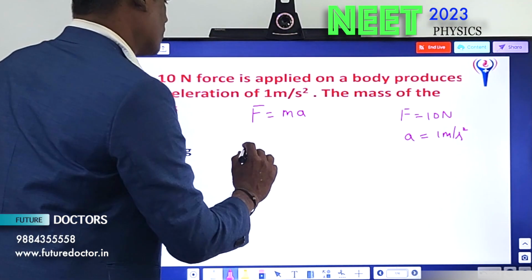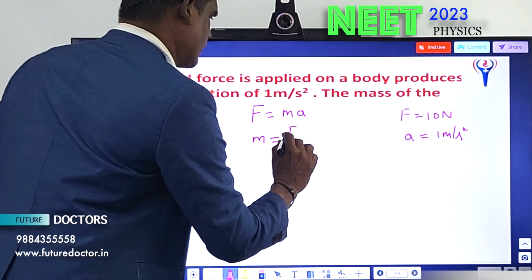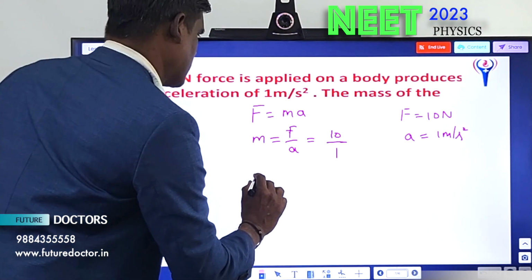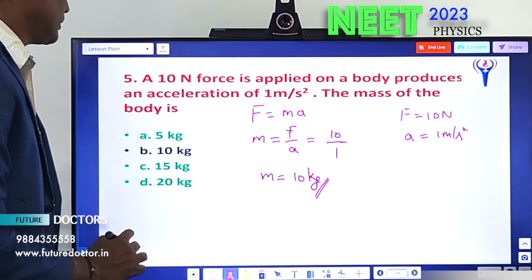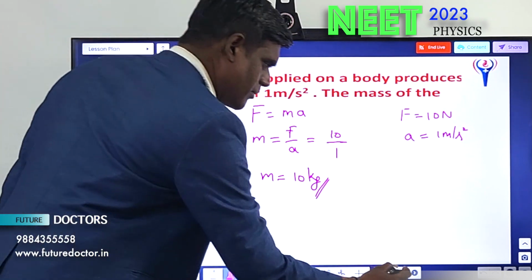Then you want to find mass. F equal to m into A. Then m equal to F by A. F is 10. 10 divided by 1. 10 by 1 is 10. 10 kilogram. Coming very directly, that is option B. Option B is the correct answer. Let's move to question number 6.